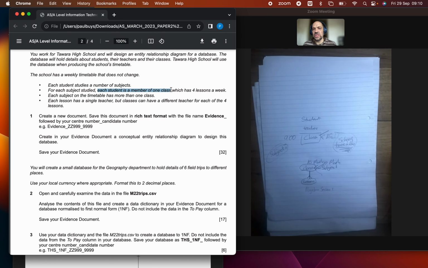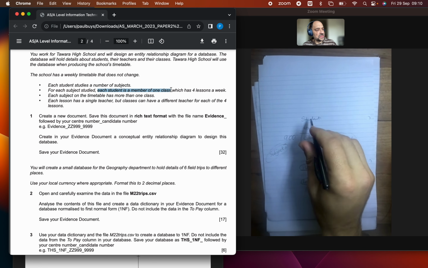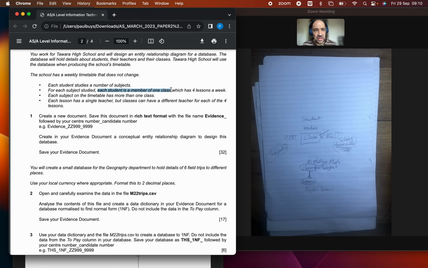Okay, so each subject on the timetable has more than one class. Okay, subject classes doesn't mean that though. You could have a separate table here, but I don't see the necessity of that because this is a diagram for their timetables, and the subject doesn't really matter. So you can do it.